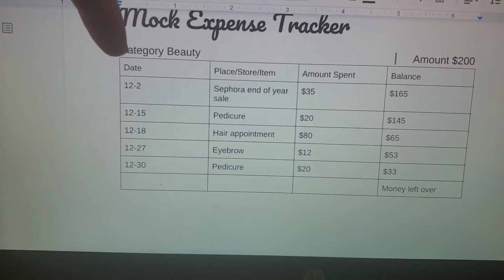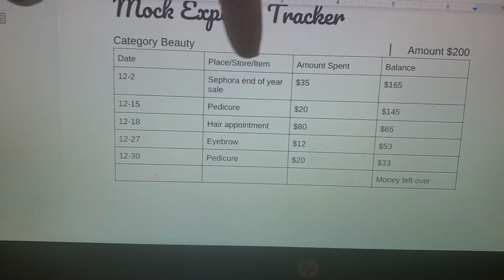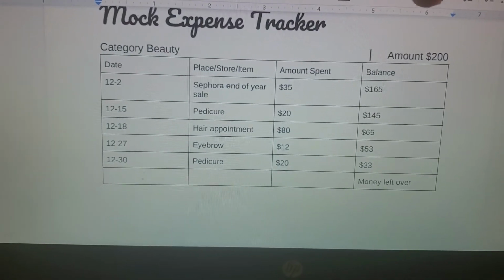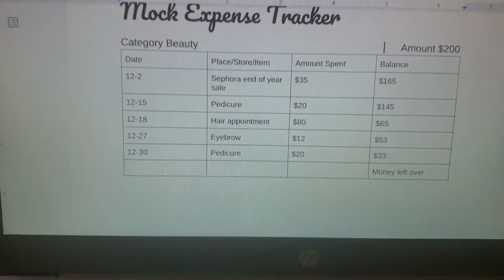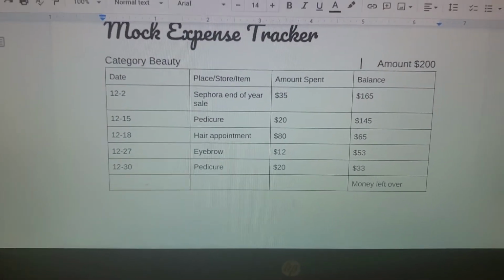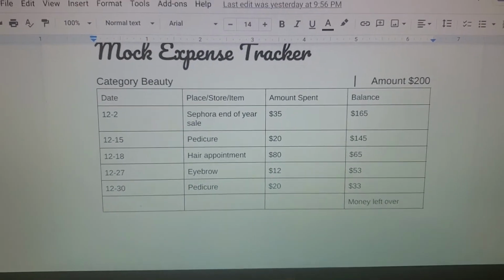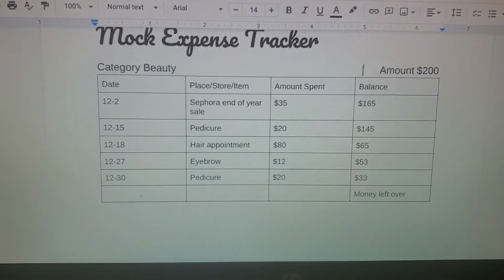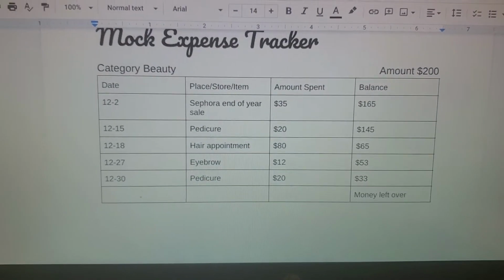The categories on the left will be the date that you went. The second one will be whatever the place or store you went to, how much you spent, and your balance. On December 15th, she went and got a pedicure. That was $20, so she had $145 left. On December 18th, she had a hair appointment that was $80, leaving her with $65 left.